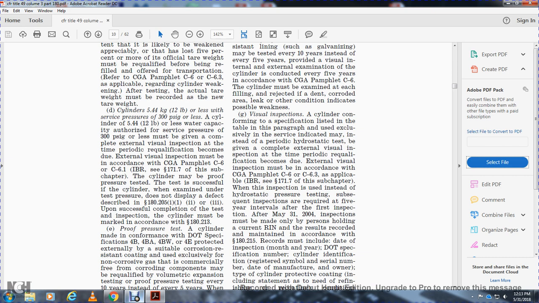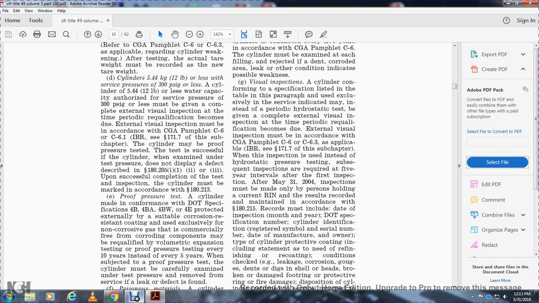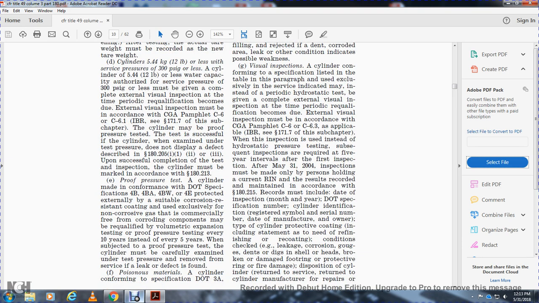After May 31st, 2004, inspections may be made only by a person holding a RIN, with the results maintained in accordance with 182.15. Records must include the date of the inspection, month and year, the DOT specification number of the cylinder, identification including registered symbol, serial number, date of manufacture, the type of cylinder and protective coating, including any refurnishing or recoating needed, and the condition check for leakage, corrosion, gouging, dents and digs in the shell and head, bulges, a broken or damaged foot ring, protective ring damage, and fire damage, and the disposition.